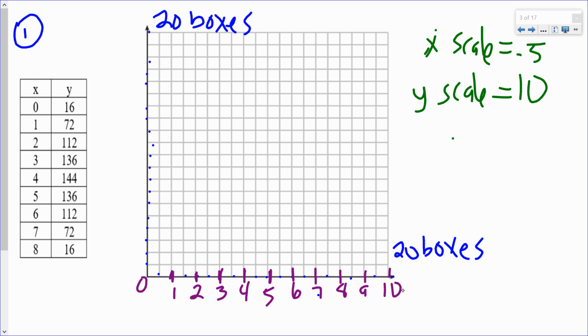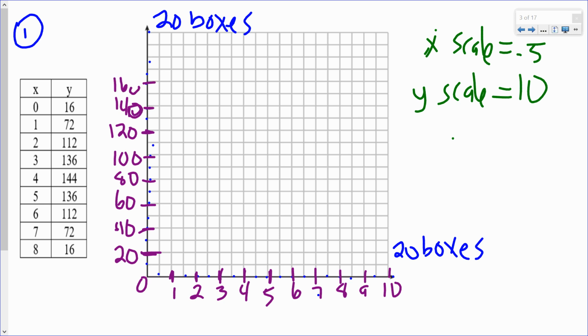Now my Y boxes are going to be worth 10, which means that every other box is going to be worth 20. 20, 40, 60, 80, 100. Again, every box is worth 10, but I'm labeling every other box, because when I try and label every single box, it gets messy. I'm not saying you can't do that, especially depending on your handwriting, but based on my handwriting, I like to label every other one.